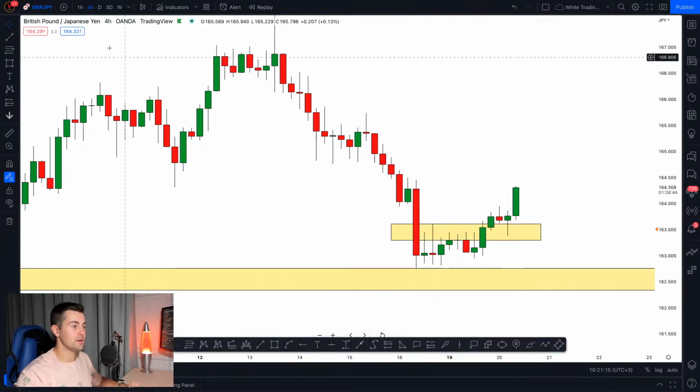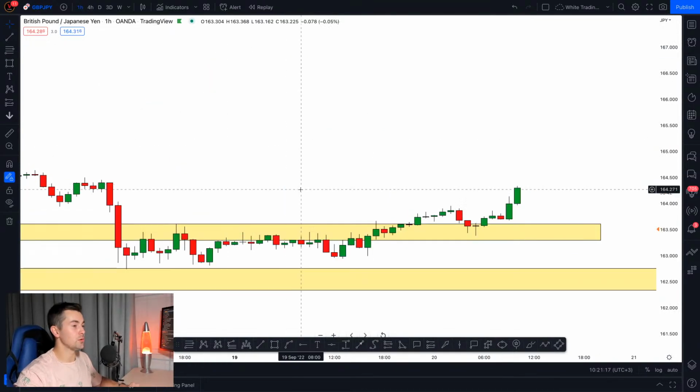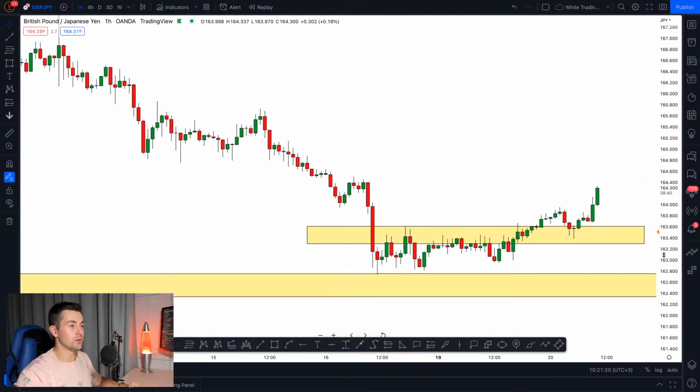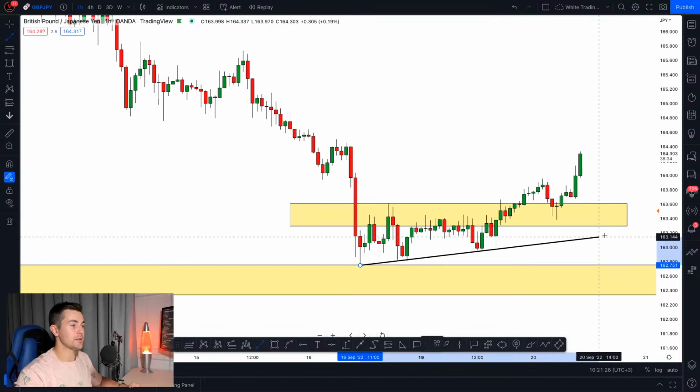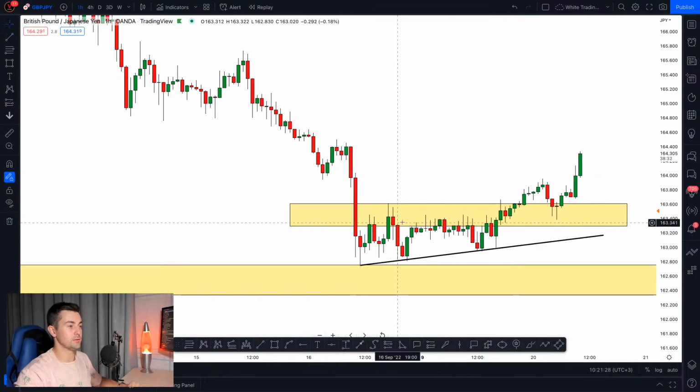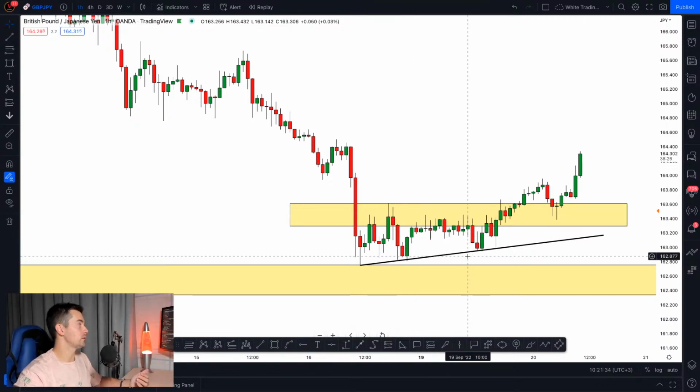Let me open an hourly time frame for you. On an hourly time frame, here we got a perfect example of the ascending triangle formation. You can see that the price was setting equal highs, and at the same time we were setting higher lows, right? You can see that the price was perfectly respecting that trend line, respecting that horizontal structure.